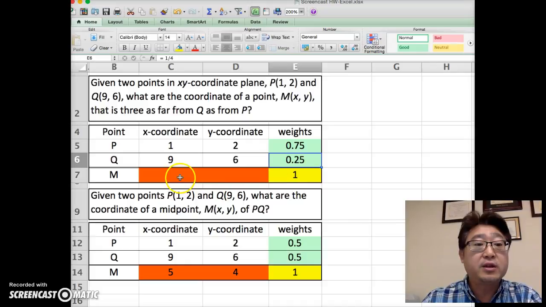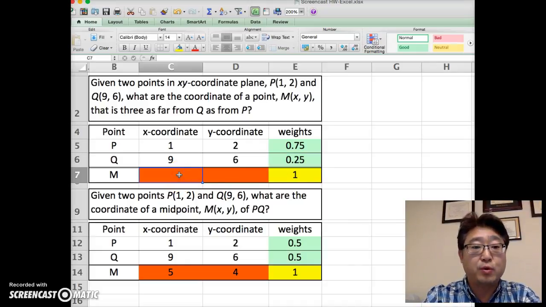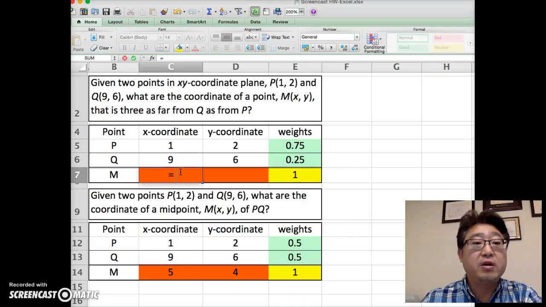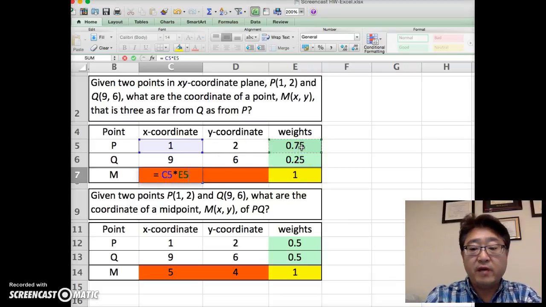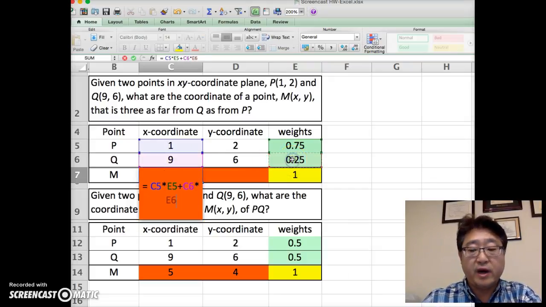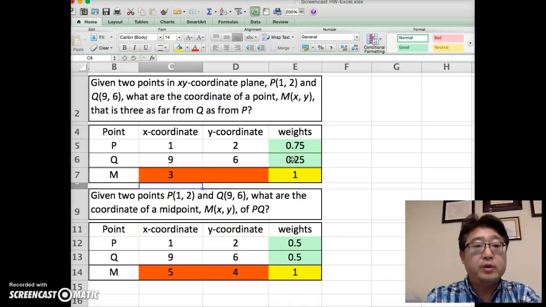Okay, let's continue to find the x-coordinate of M. This is how you find the x-coordinate of M. First, we need to find a linear combination of x-coordinates and weights. So what you do is x-coordinate of P times 0.75 plus x-coordinate of Q times 0.25. There we go. Then the x-coordinate we find is 3.